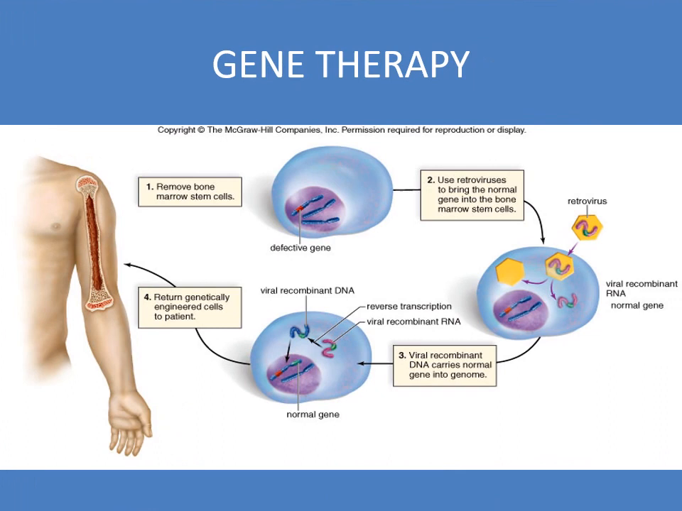This is the picture showing the different steps of gene therapy. First step is to remove the bone marrow stem cells and to identify the defective gene. Then retroviruses are used to bring the normal gene into the bone marrow stem cell. Then the viral recombinant DNA carries the normal gene into the genome. Then the genetically engineered cells are returned to the patient.